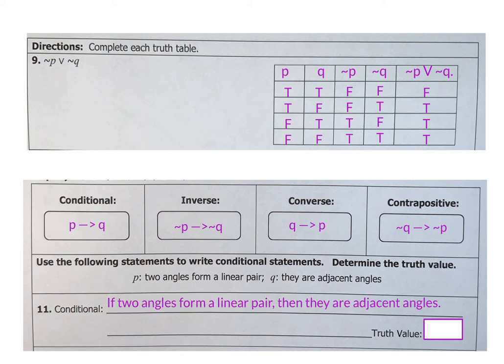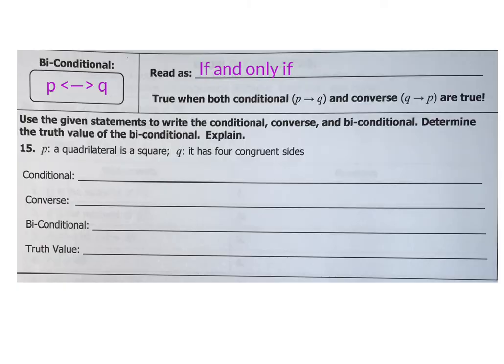If two angles form a linear pair, then they are adjacent angles. Is that true or false? That's true. The definition of linear pair, part of that definition is that they are adjacent. So that is true. All right.